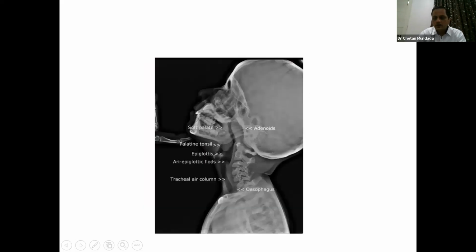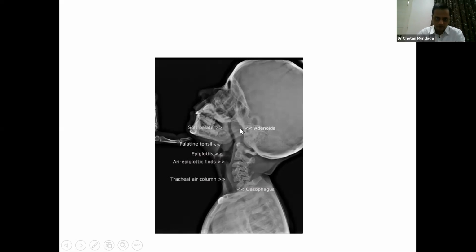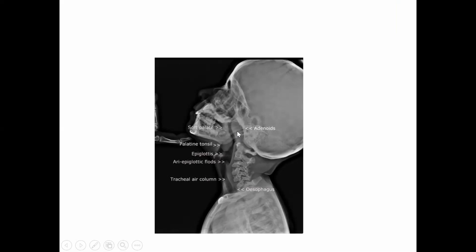If you go ahead further, again, here is the adenoid, and here are the palatine tonsils, and you have got the epiglottis, the epiglottic folds, and then there is a tracheal column. So at the level of C3, your oropharynx basically gets divided into the trachea as well as the esophagus. You don't have to worry about exactly how much size it should be. What we look at is what is happening to the nasopharyngeal air column.